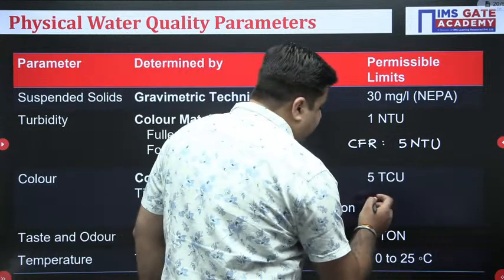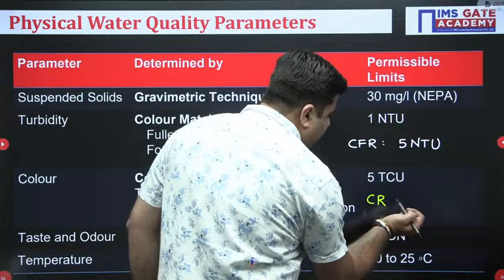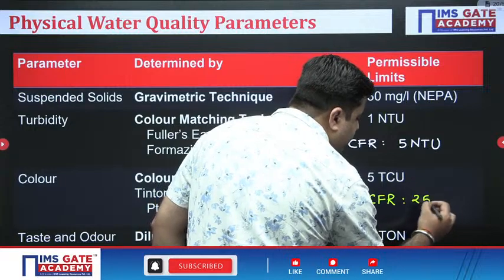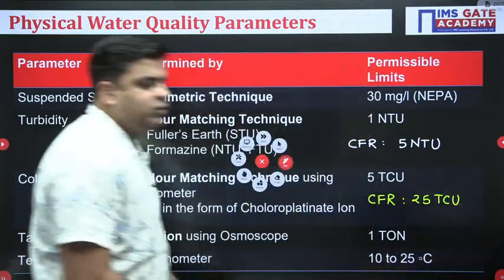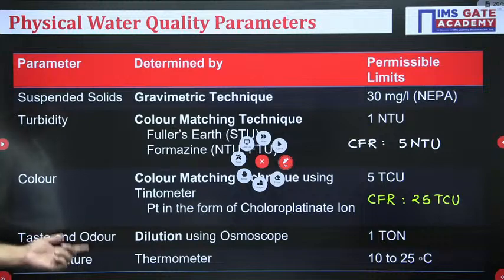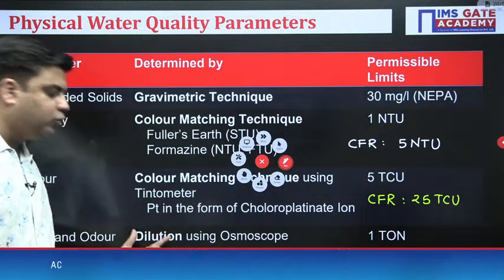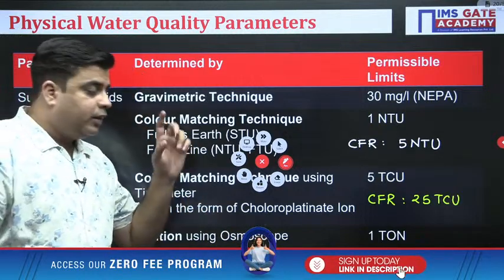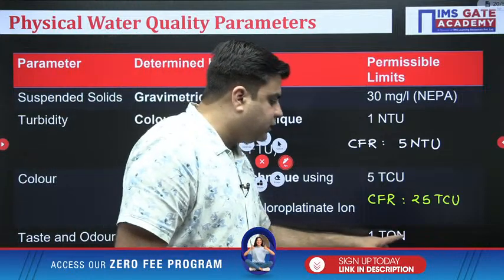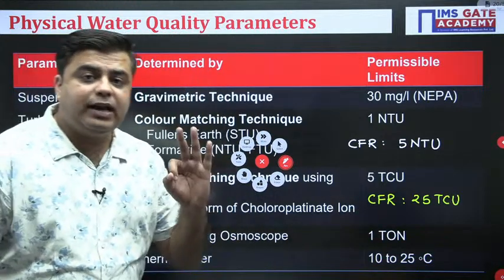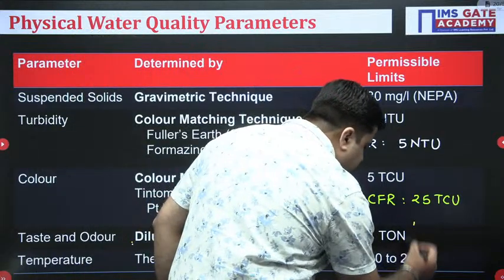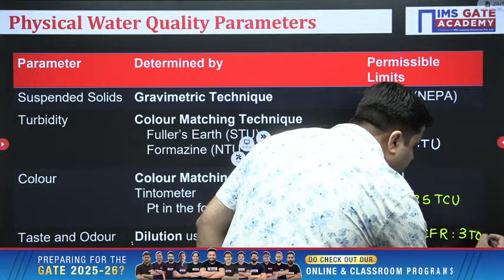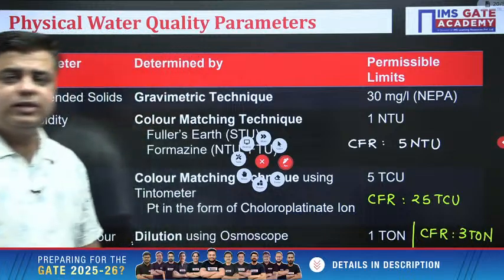And the cause for rejection value is 25 TCU. Cause for rejection value for color is 25 TCU. Next you have taste and odor. The method used to measure taste and odor is dilution, and the equipment used is termed an osmoscope. The acceptable limit for taste and odor is 1 TON, and the cause for rejection value is 3 TON. Cause for rejection value for taste and odor is 3 TON, right?